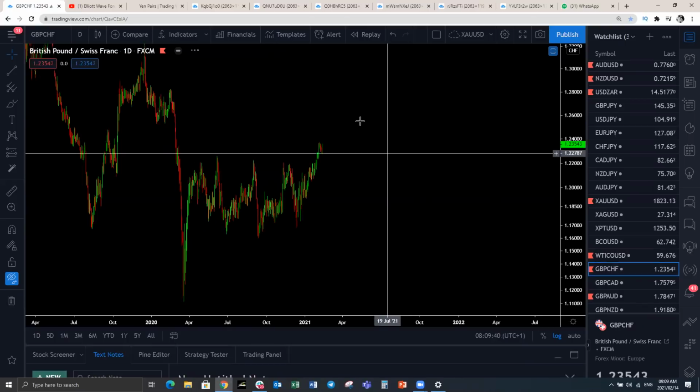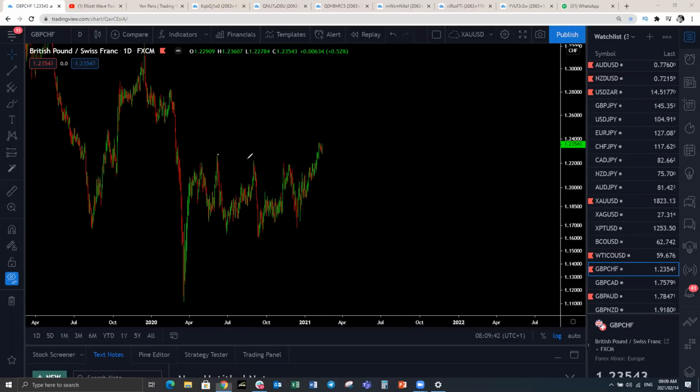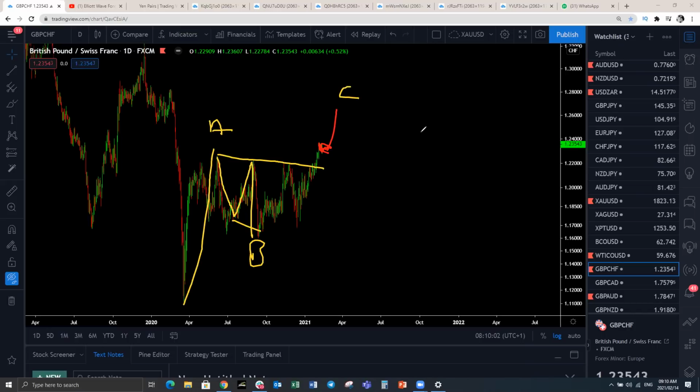Pound chief. So pound chief has now broken out of this corrective structure. We've made a move to the upside. We're looking at this as a corrective structure in 3 waves. Now we've started a move to the upside. Okay, so now look for this here. There's an entry here on the 4 hour. Look for a continuation to the upside. What you're simply looking for here is an A, B, and a C corrective structure here on pound chief. That's what you're going to be looking at.